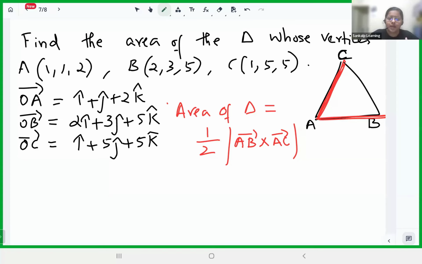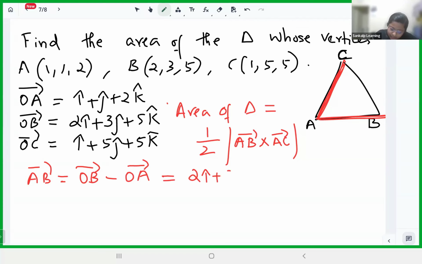But here we don't know AB and AC. We just know the position vectors of those vertices. How will you find AB and AC from the position vectors? It is easy. Vector AB is equal to the position vector of B minus the position vector of A, OB minus OA.